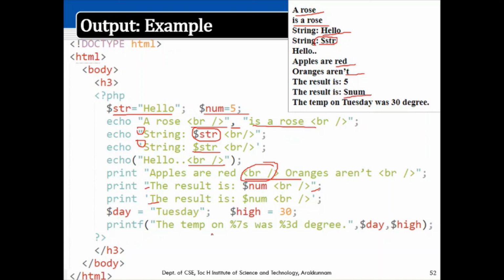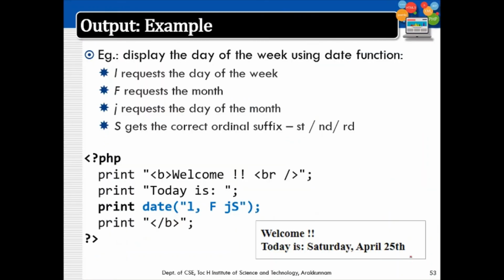And finally, printf uses the format modifiers. So Tuesday, it has 7 spaces, and again 30°. It is represented as an integer with the field width 3. So these are the corresponding parameters. So this one will be replaced by this value, and this format specifier will be replaced by this value. So this is how you use outputs in PHP.